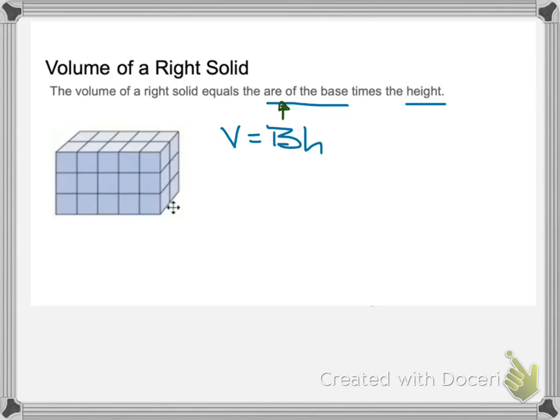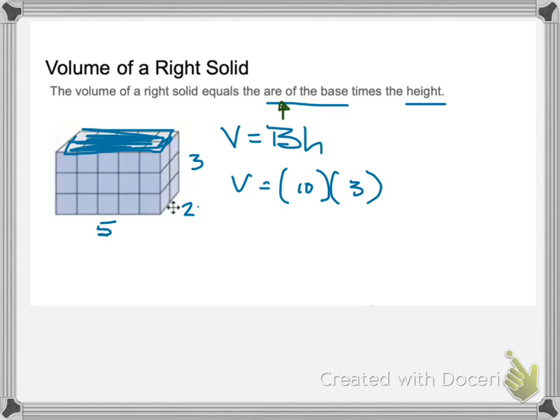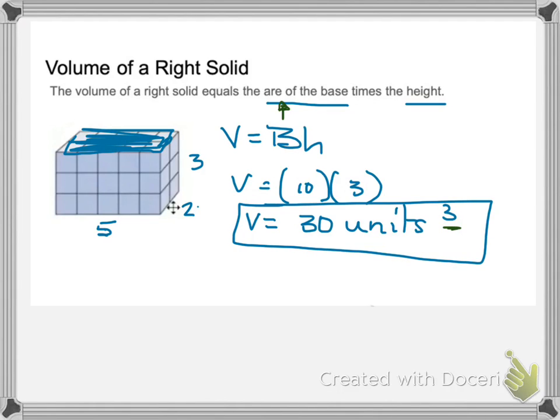So let's find the volume of this right solid. Well, what shape is the base? The base is just a rectangle, right? So this is a rectangular prism. It is 5 units long by 2 units wide by 3 units high. So my volume would equal the area of the base, that big B, which is 5 times 2, which is 10, times my height, which is 3. And so the volume of this right rectangular solid would be 30 units cubed. Because remember, any kind of volume is always in cubic units, so don't forget our label, okay?